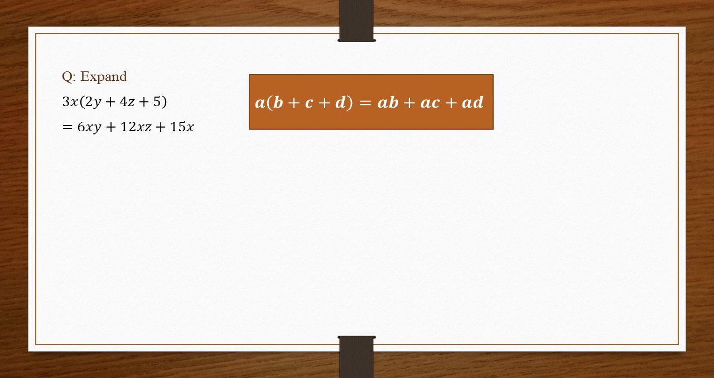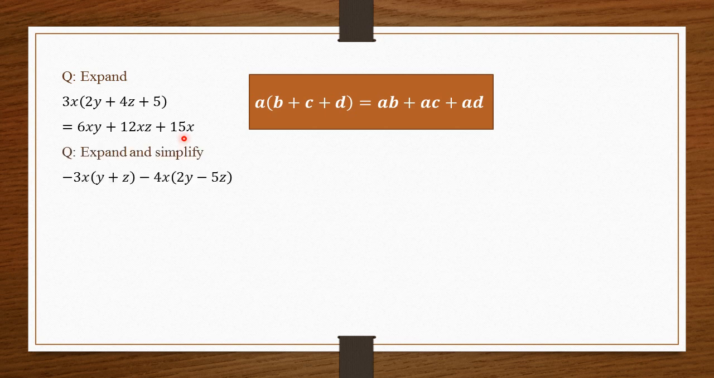Now when we apply this law, 3x into 2y becomes 6xy, plus 3x into 4z, 12xz, plus 3 into 5, 15, and x as well, so 15x. As there is no variable along with 5, only one x is given, so that x will come with the product form. So this will be the solution. As there are no like terms, xy, xz and x are not the same, it means you cannot add them. So this will be the solution.